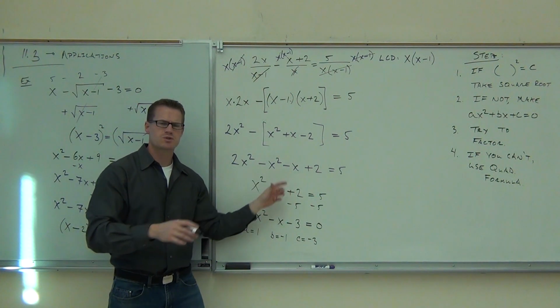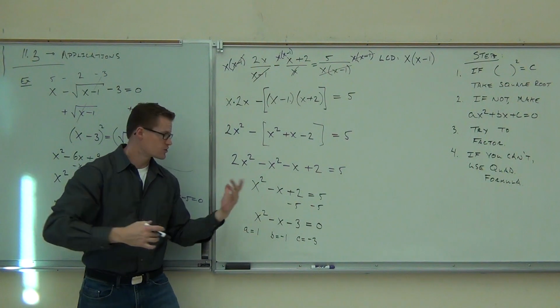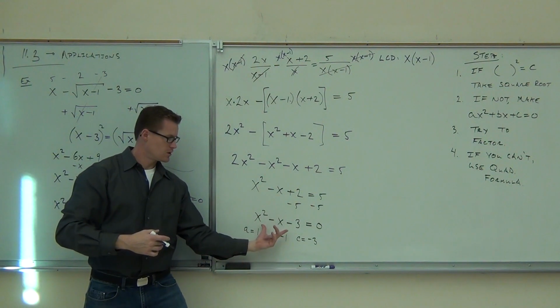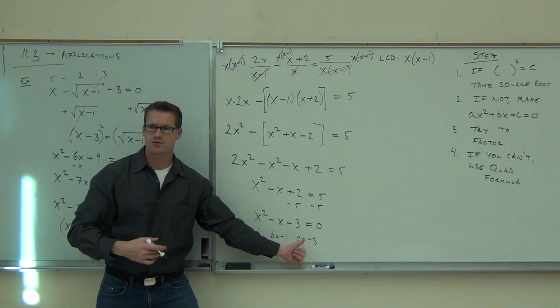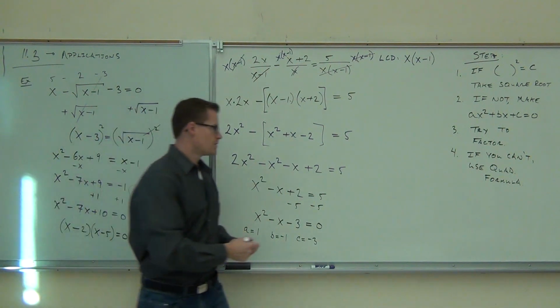Then combine like terms, get everything on one side, zero on the other side, try to factor it. It didn't work. Use your A, B, and C to set up the quadratic formula. We're going to go through this kind of quickly.